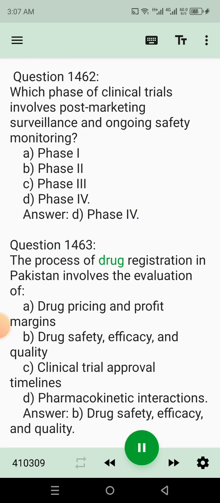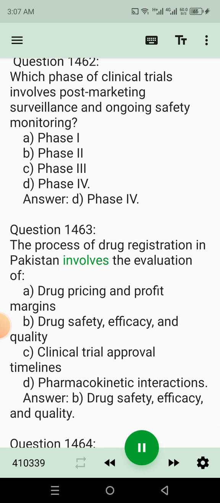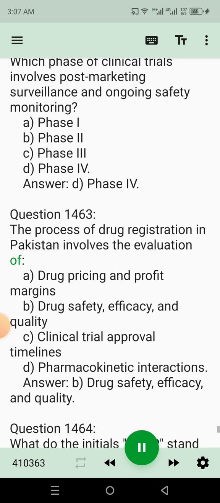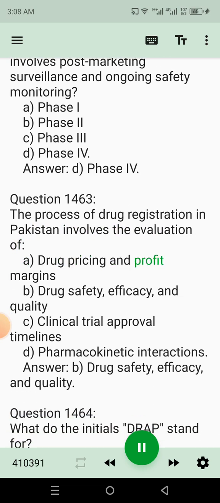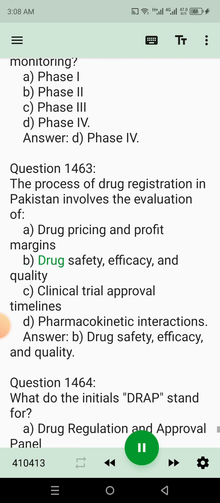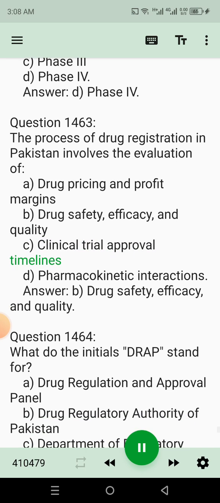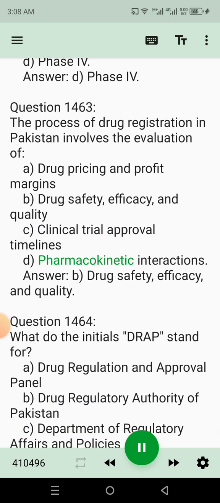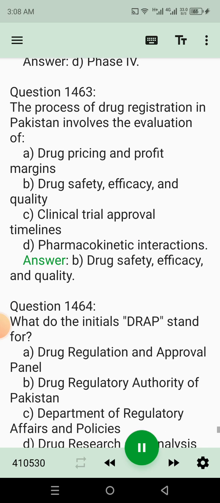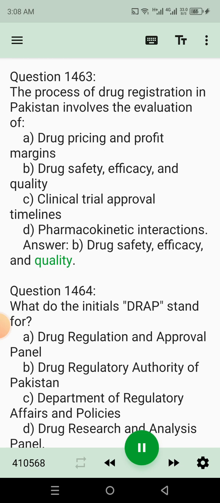Question 1463. The process of drug registration in Pakistan involves the evaluation of A. Drug pricing and profit margins. B. Drug safety, efficacy, and quality. C. Clinical trial approval timelines. D. Pharmacokinetic interactions. Answer. B. Drug safety, efficacy, and quality.